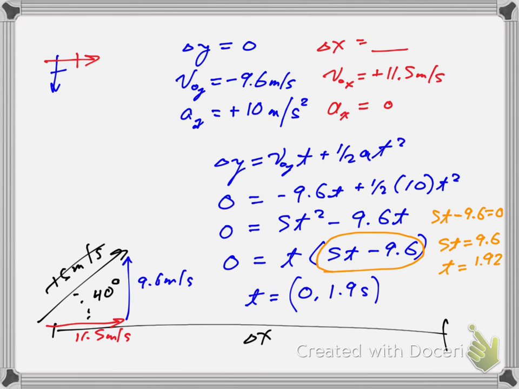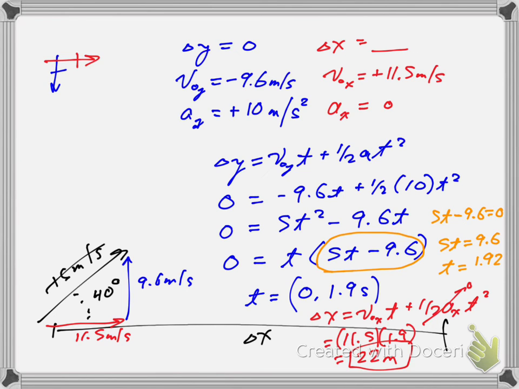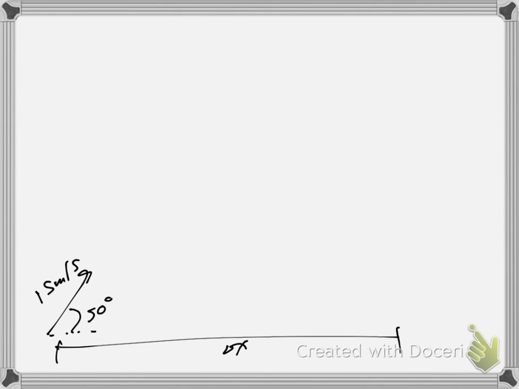All right, so if it's going to land 1.92 seconds later, now I turn my attention to the horizontal direction and plug into the horizontal equation where the acceleration is 0. And of course, then it means it travels 22 meters in that time. All right, so now take this one, 15 meters per second, but this time at a 50-degree angle. Take a minute and try and solve that on your own.